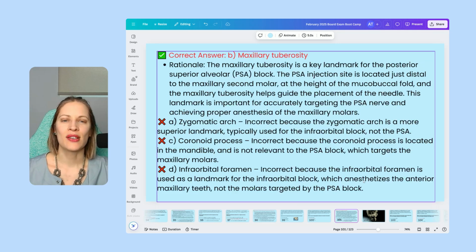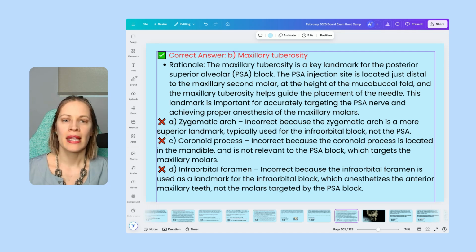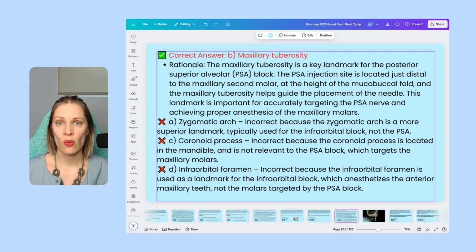So, why is this the correct answer? The maxillary tuberosity is a key landmark for the posterior superior alveolar block. The PSA injection site is located just distal to the maxillary second molar. And what is distal to the maxillary second molar? The maxillary tuberosity. That's the only answer. More specifically, at the height of the mucobuccal fold, the maxillary tuberosity helps to guide the placement of the needle. This landmark is important for accuracy, targeting the PSA nerve, and achieving proper anesthesia of the maxillary molar. So you need to know all of this to be able to answer the question.